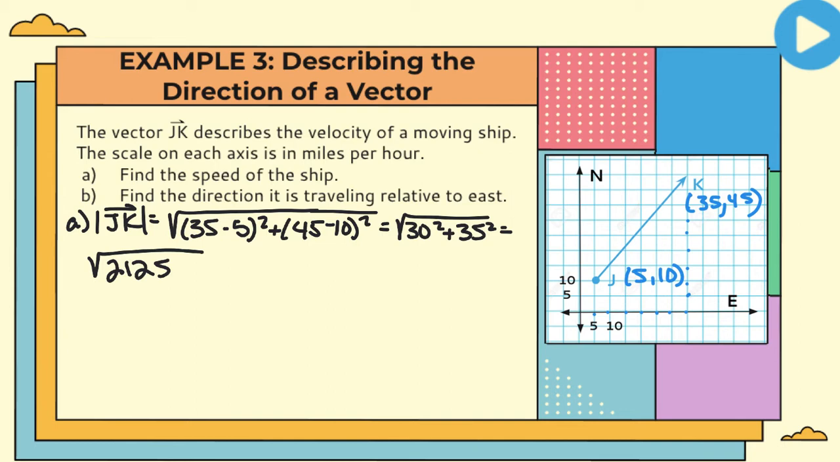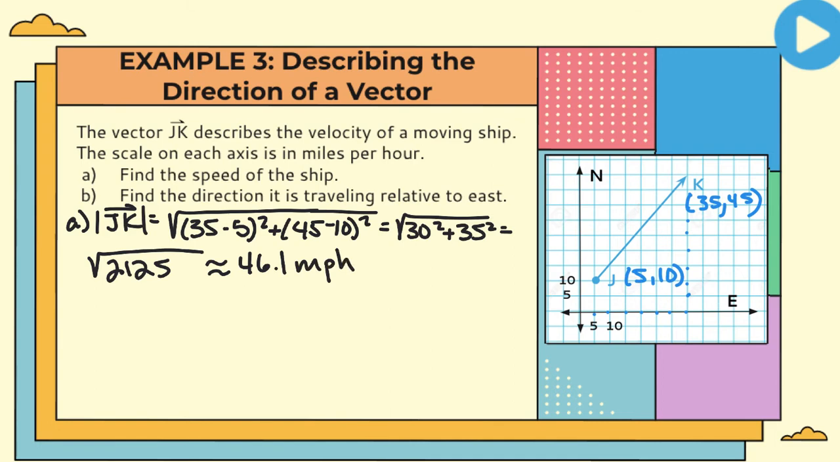And the square root of 2,125 is about 46.097. So we're going to say about 46.1. And that's miles per hour.